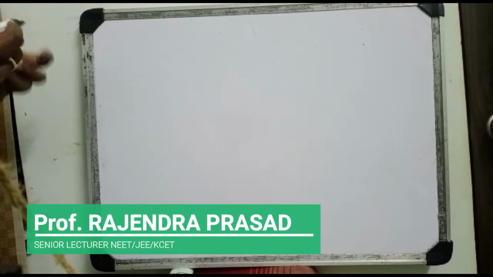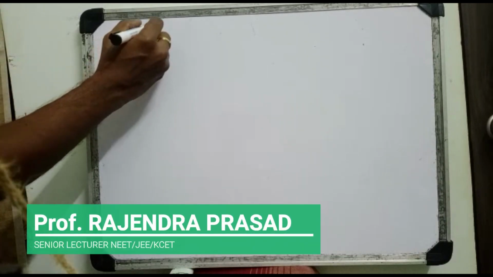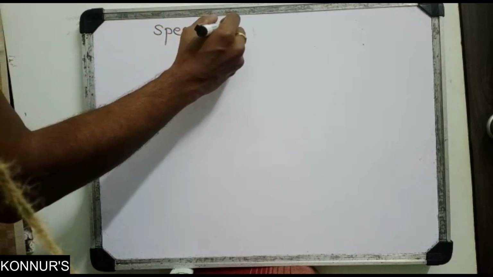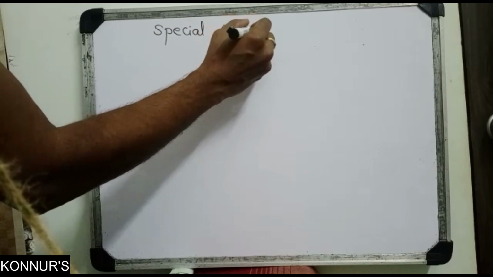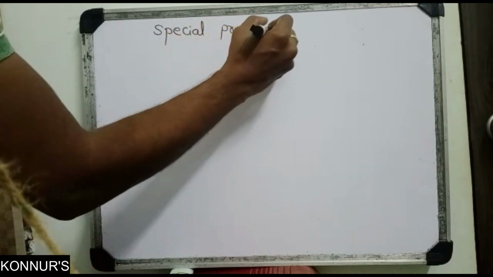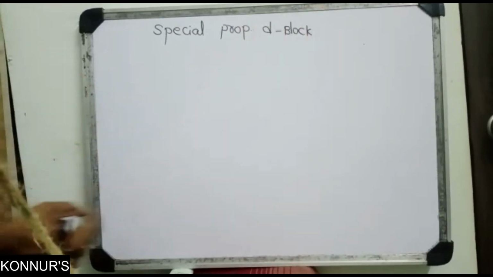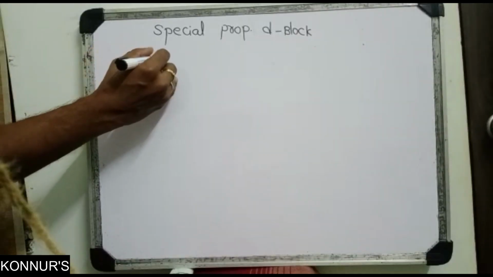So previously we discussed the special properties of d-block elements. Now, one by one, we are discussing in expansion mode the special properties of d-block elements. So what is the first one? Metallic nature.